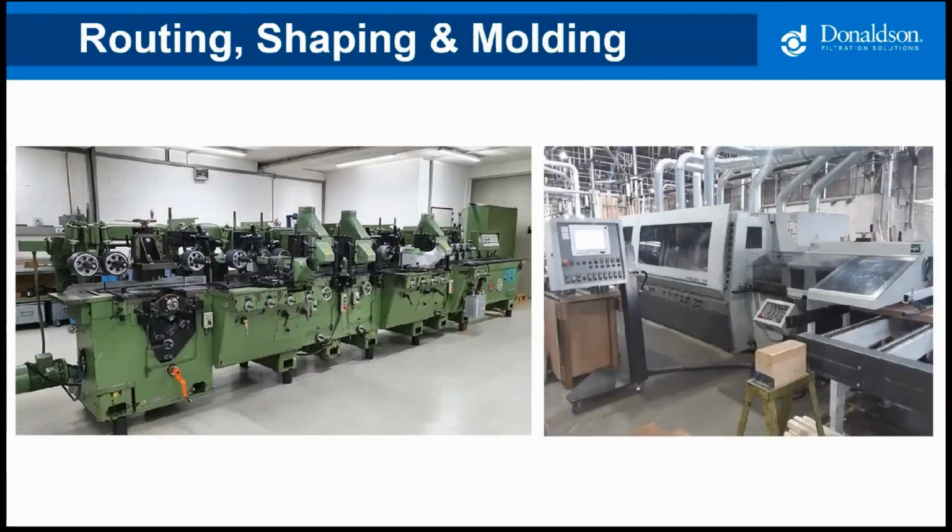Routing, shaping, and molding all involve putting a profile onto a wood component. They can be complicated and automated, or simple like a hand router you might use in your home wood shop. Many of the CNC routers require you to overcome a large amount of static pressure.